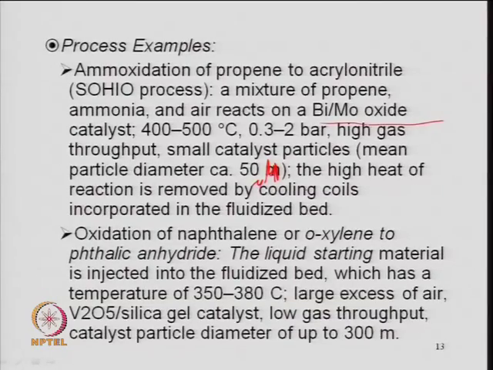And another example is the oxidation of naphthalene or orthoxylene to phthalic anhydride, and here the liquid starting material is injected into the fluid bed, right, which has a temperature around 350 to 380 degree centigrade, and a large excess of air is used. The catalyst is vanadium pentoxide on silica gel support, right, and low gas throughput, and catalyst diameter is up to 300 micron, right. These are given in micron, 300 micron. So, these are some examples.